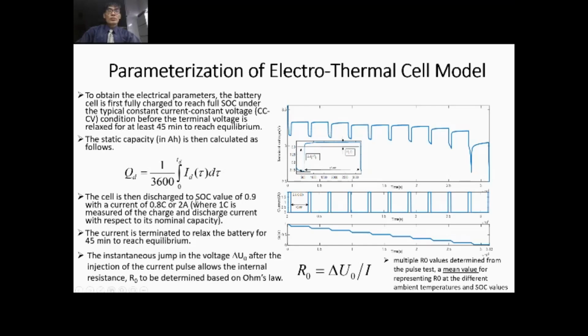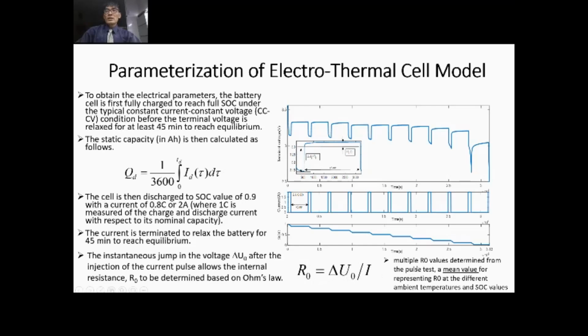So the cell is then discharged to an SOC value of 0.9, okay, with a current of 0.8 C or 2 amps. Alright, so that is the target that we are trying to do, where 1 C is a measure of the charge and discharge current with respect to the nominal capacity that we know here. So the current is terminated to relax the battery for 45 minutes to reach the equilibrium. So from here, the jump in the voltage, the change in the U0, can be equal to R0 times the current, the Ohm's law. Alright, so we can determine the U0, we know the I, we know the R0.